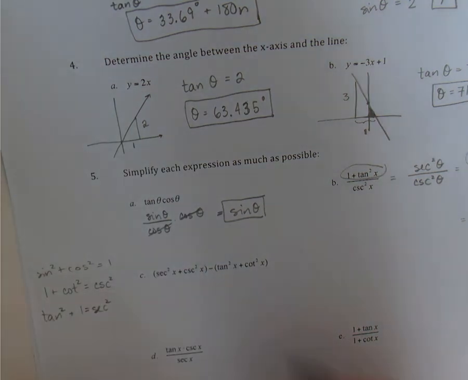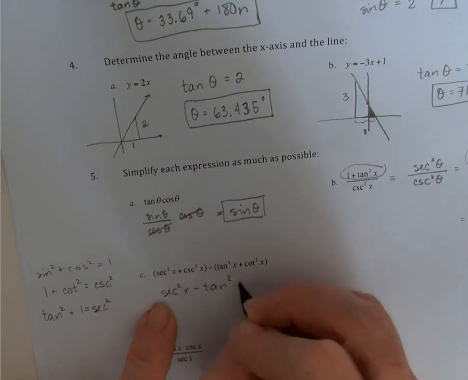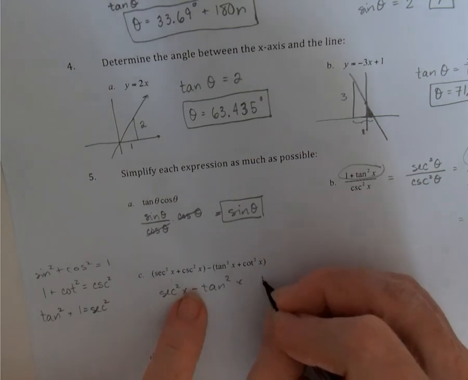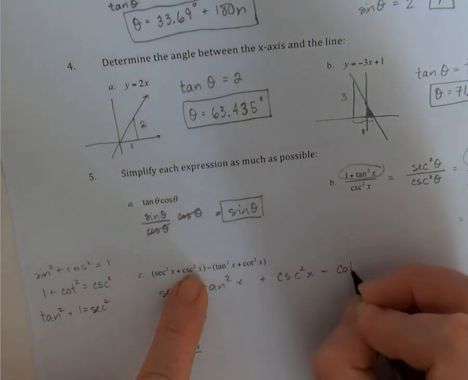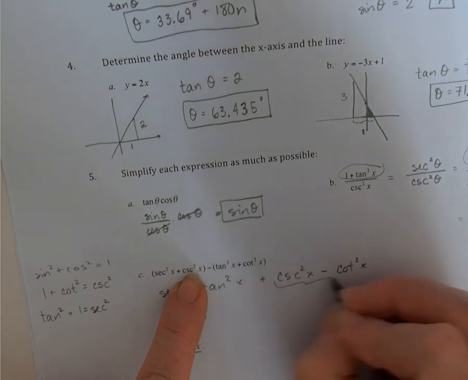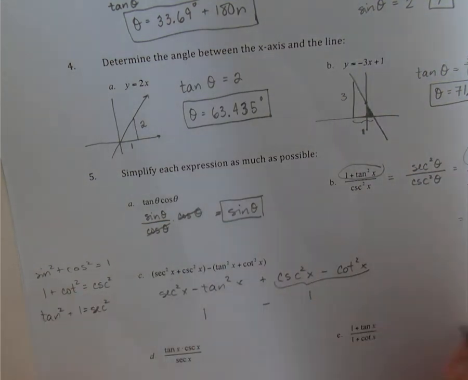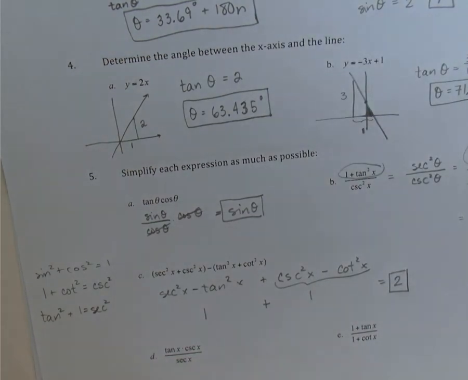So let's see what happens here. It looks like we end up with secant squared x minus tangent squared x. Secant squared x minus tangent squared x, well, that's 1. Then we're going to have cosecant squared x minus cotangent squared x. Cosecant squared minus cotangent squared is also going to give us 1. So we have 1 plus 1, and that's just going to give us a 2.